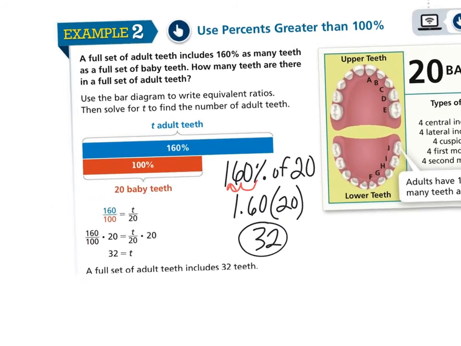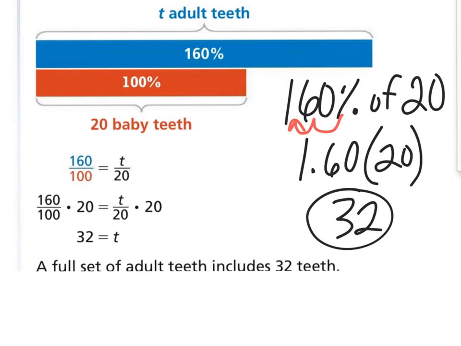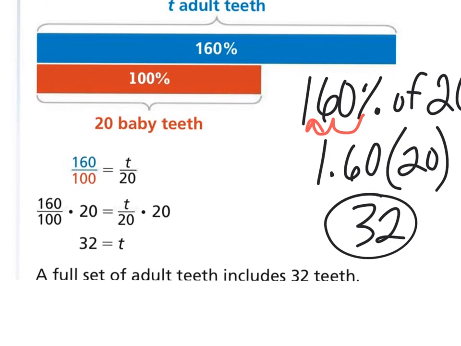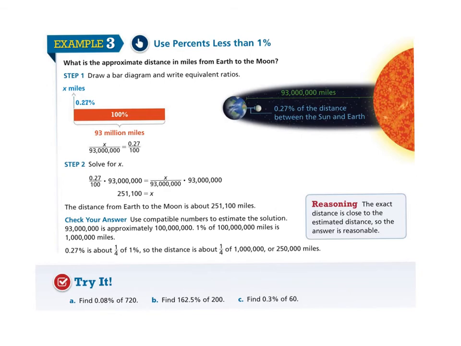Again, the other option, like the book did, you could do a proportion. 160%, 160 over 100, and we're trying to find the number compared to 20. In this case, since 160% is bigger than 100%, this t should be bigger than 20. They're dividing, so you multiply by 20 on both sides. You get 3,200 over 100. Divide that out, and you get 32. Again, whichever way you want to do that is fine. So look at example 3.